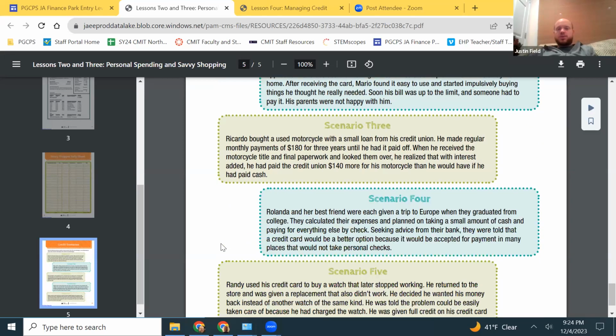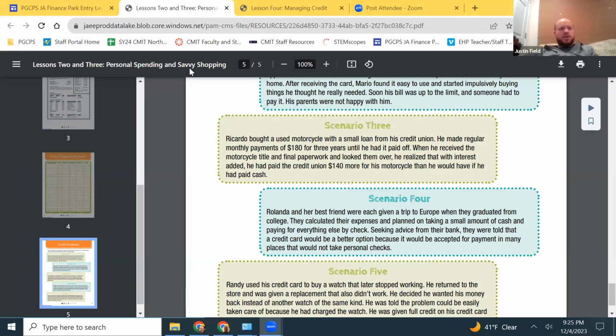All right, Ricardo, let's see what you got. Ricardo bought a used motorcycle with a small loan from his credit union. He made regular monthly payments of $180 for 3 years until he had it paid off. When he received the motorcycle title, which means that it's his motorcycle, not the bank's anymore, and final paperwork and looked them over, he realized that with interest added, he had paid the credit union $140 more for his motorcycle than he would have had to pay.